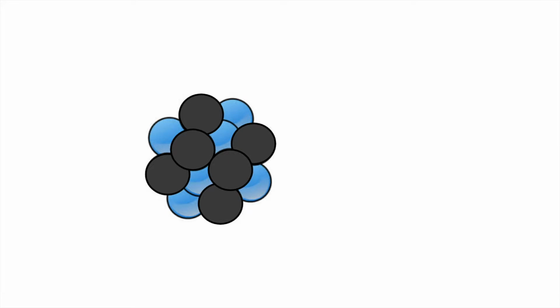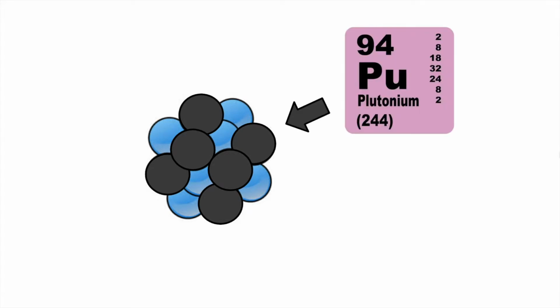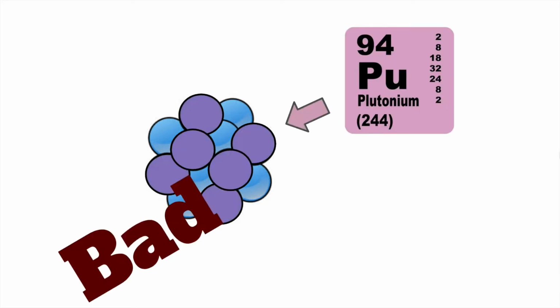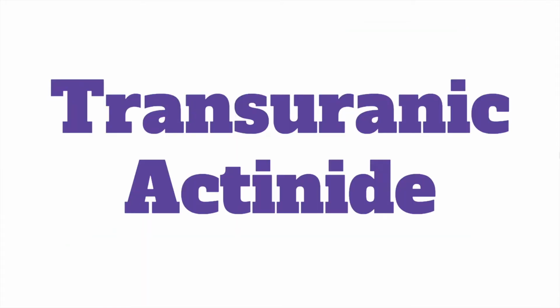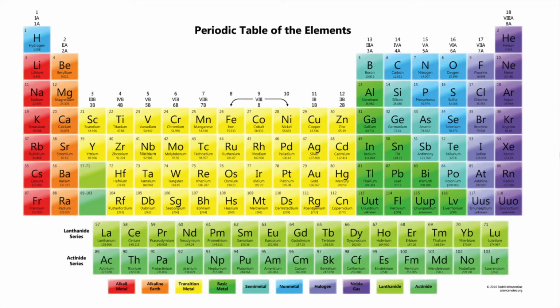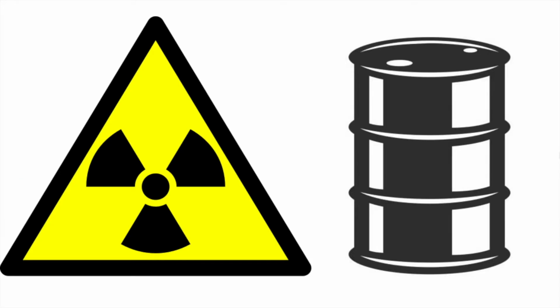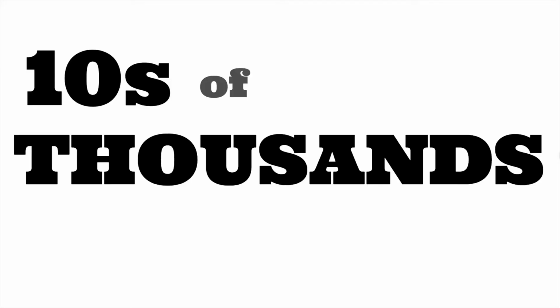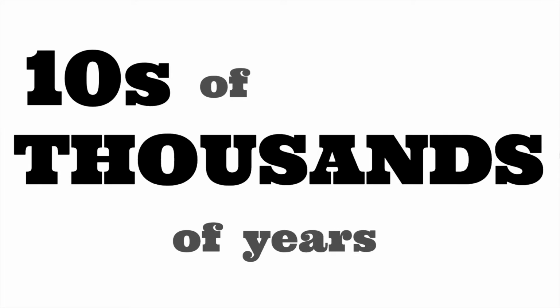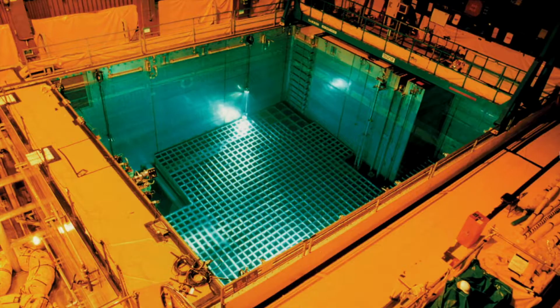When uranium-238 absorbs a neutron, it becomes plutonium-239, which is a bad element. Plutonium-239 is what is called a transuranic actinide. These are the heavy elements at the bottom of the periodic table, and they are very radioactive, can't be used for fuel, and have incredibly long half-lives, like tens of thousands of years long. And this is what ends up as a nuclear waste that we can't safely contain.